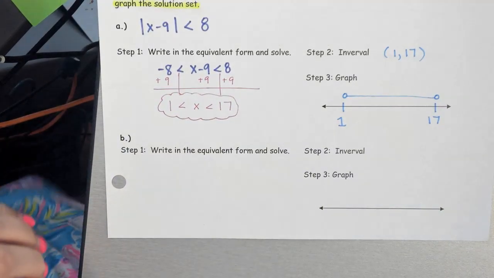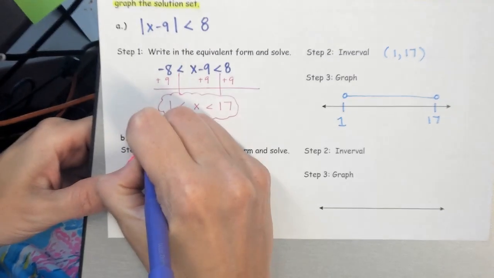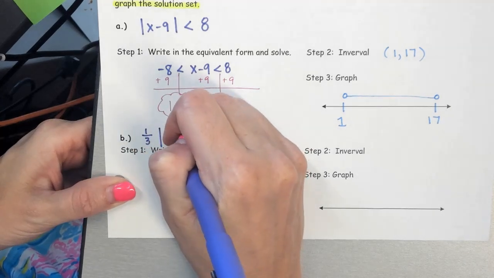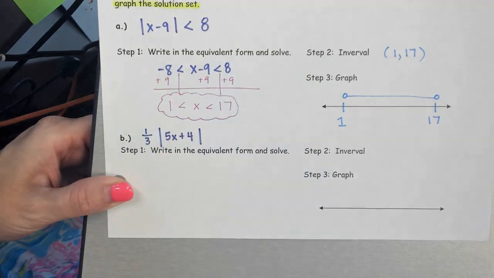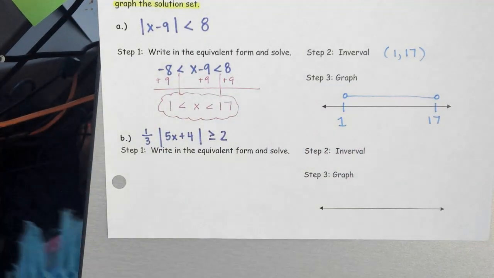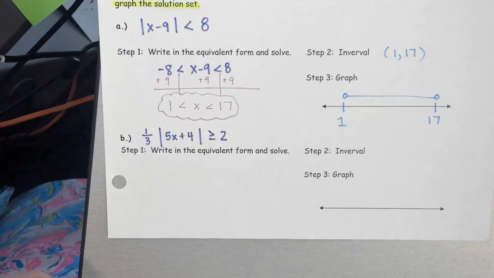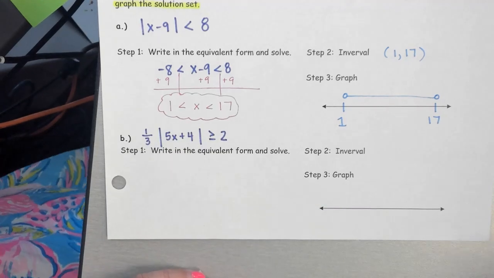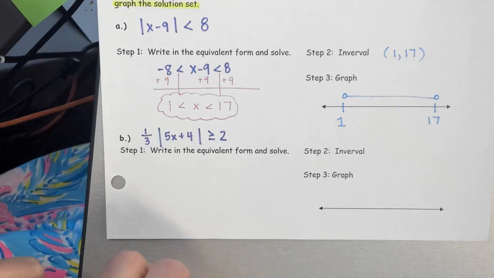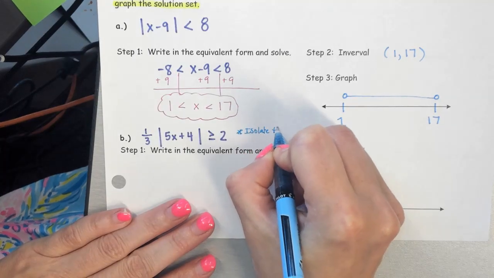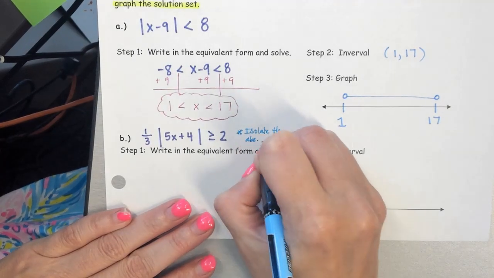All right, and then for B, we have 1/3 times the absolute value of 5x plus 4 is greater than or equal to 2. Okay, so this one's a little bit different because you have a value on the outside of the absolute value. So before you can write the equivalent form, you need to isolate the absolute value first.